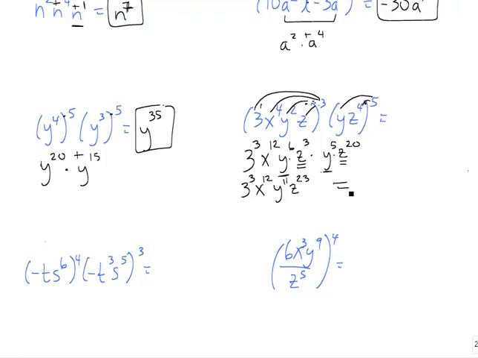The last thing here that I would do, I've got my x's together, my y's together, and my z's together. The last thing I'm going to do is do my numerical computation, 3 cubed. 3 times 3 times 3 is 27. So we get 27x to the 12th, y to the 11th, z to the 23. And there's my solution.